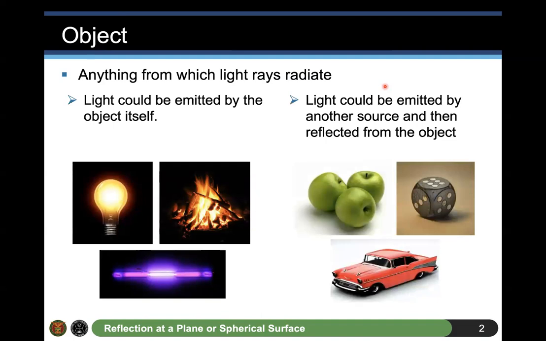So the light coming from the sun can reflect on the surface of these apples or the car, and that is the light that we see. So an object, for example apples or anything, can still be a source of light because the original source bounces on their surface.